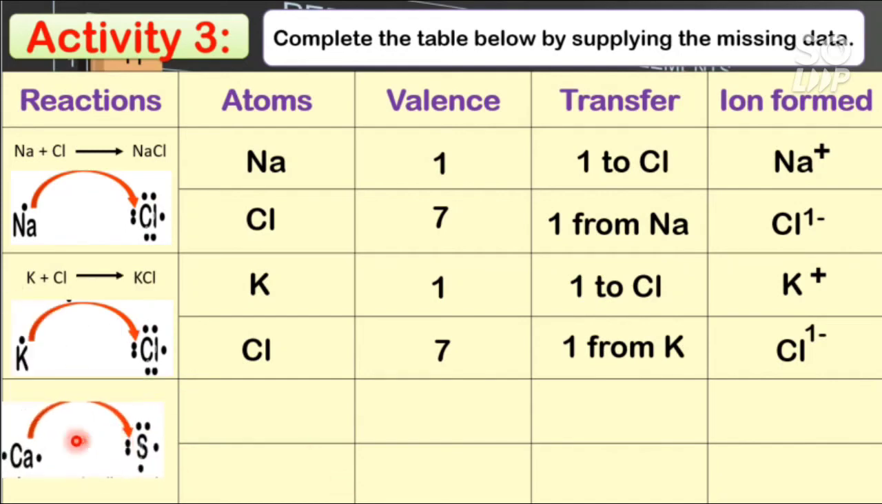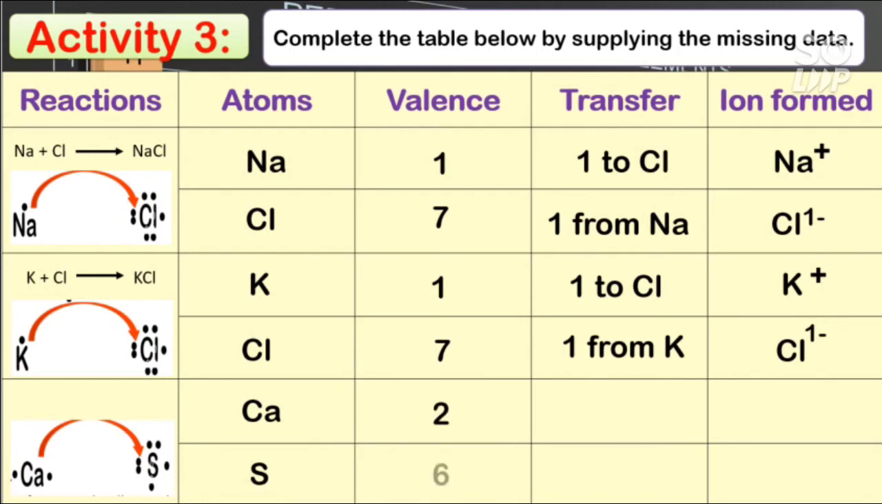Last example is calcium and sulfur. So the two atoms here are calcium and sulfur. So how many valence electrons are there in calcium? It belongs to group 2, so it has 2 valence, while sulfur belongs to group 6, so it has 6 valence. So just check your periodic table to confirm. So how does the transfer happen? Look at the diagram. From calcium to sulfur.